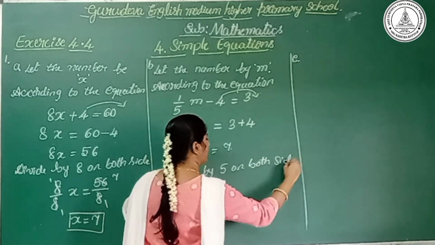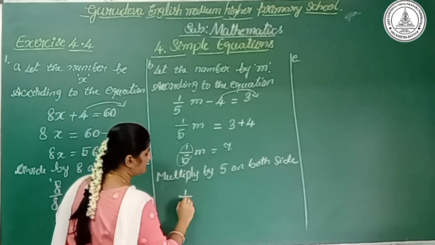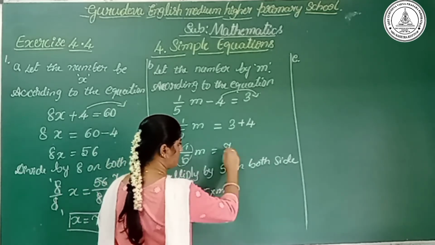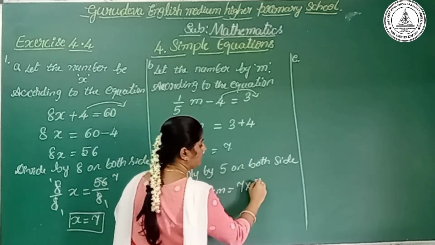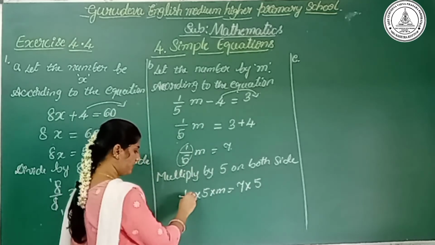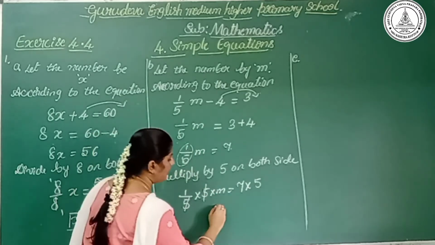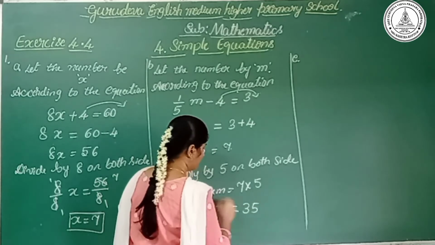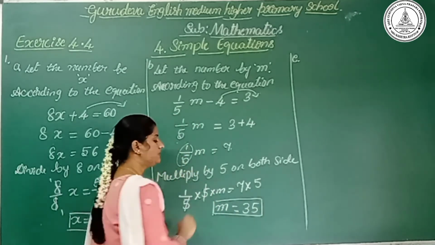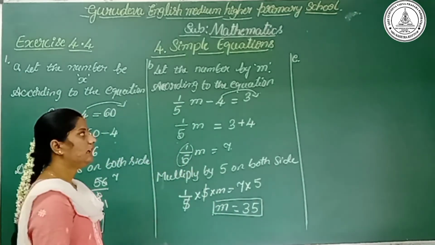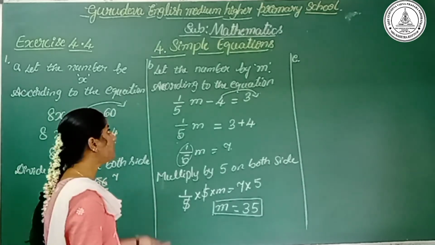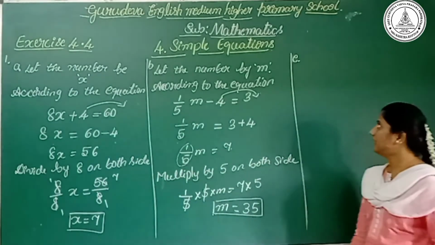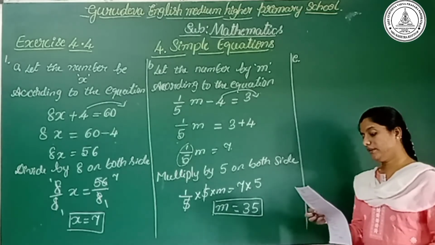Then we will get in the LHS 1/5 into 5 into m, which is equals to 7 into 5. Then simplify here. 5 ones are 5, 5 ones are cancelled, and the remaining is m is equals to 7 fives are 35. So 35 is the solution for the given equation. Okay. In the same way, we have to try to solve the C1 and D1. Then next I will go to solve E question.